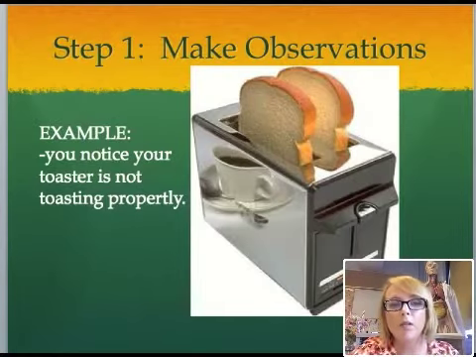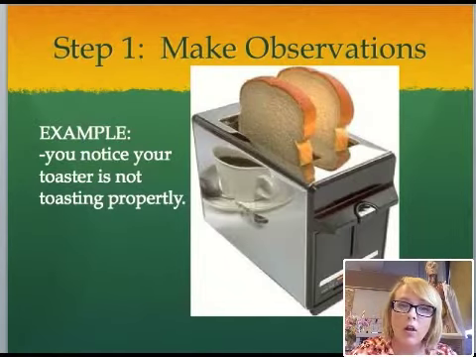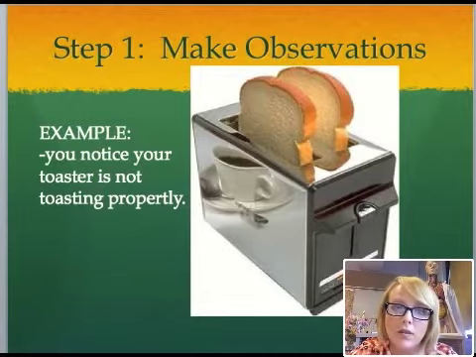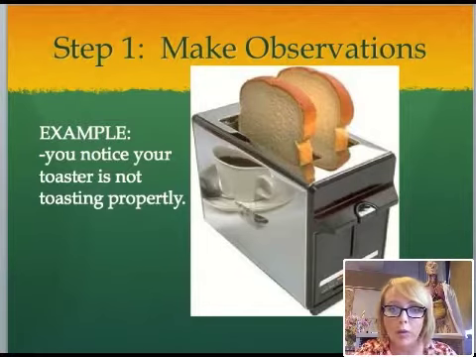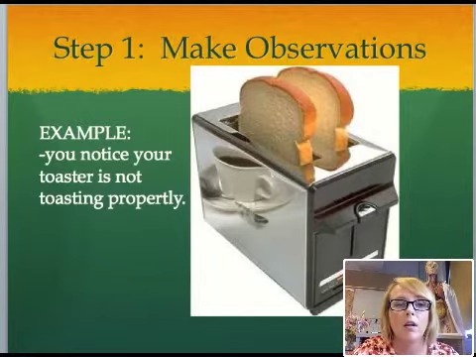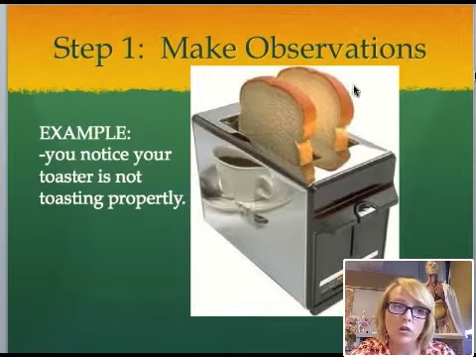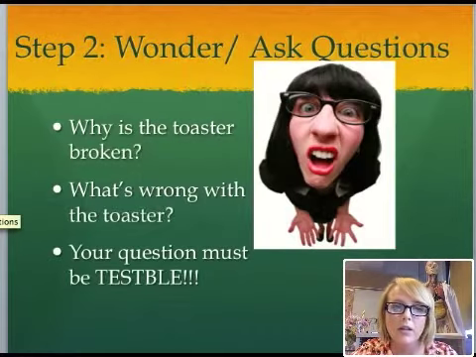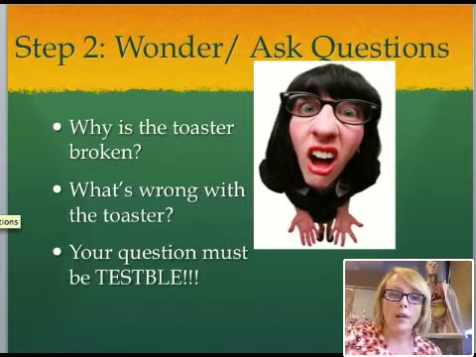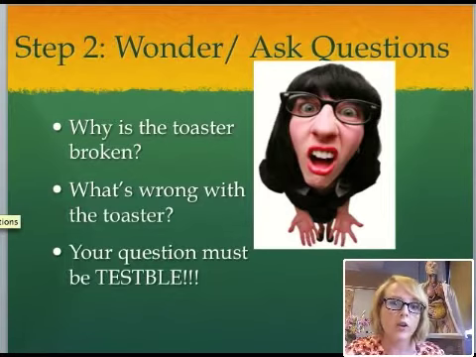All right, so throughout this biocast, we're going to look at an example of a situation where we'll use the scientific method. Let's say that you have a toaster and you notice that it's not working properly. You put the bread in, no toast comes out. That's a problem. That's an observation that you've made. And the next thing that you're going to do in the scientific method, step 2, is to wonder and ask questions. So you will probably wonder, why is the toaster broken? What's wrong with the toaster?